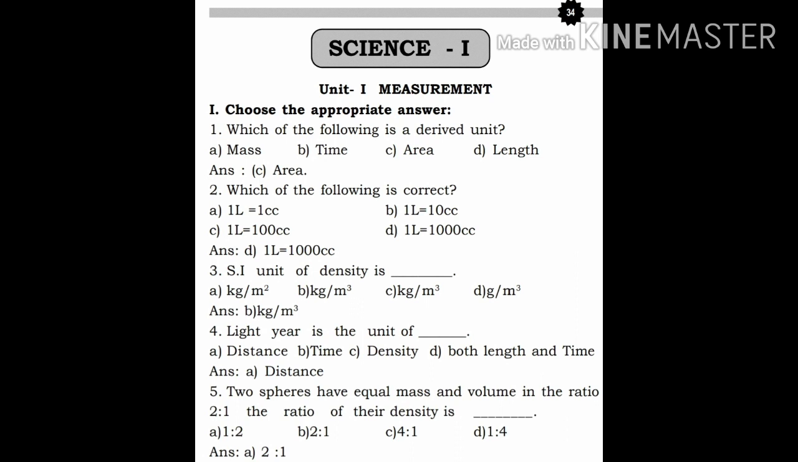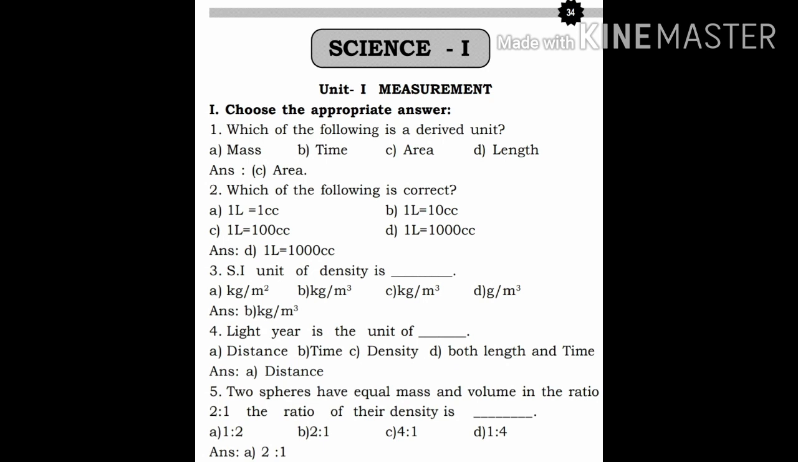1 liter is equal to how many cc? 1000 cc. Then the third one, SI unit of density is kilogram per meter cube. Why have they given kilogram per meter cube? The formula for density is mass by volume. Unit of mass is kilogram. Unit of volume is meter cube. So the SI unit of density is kilogram per meter cube.